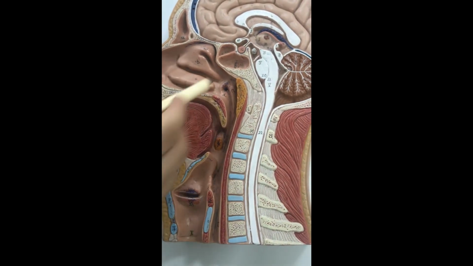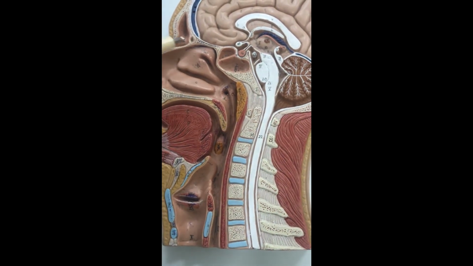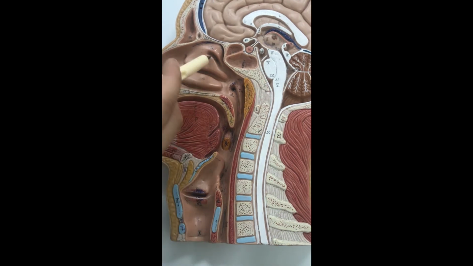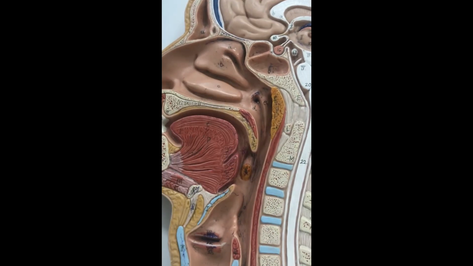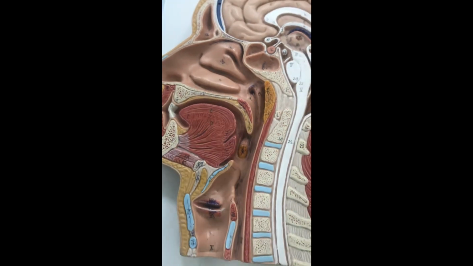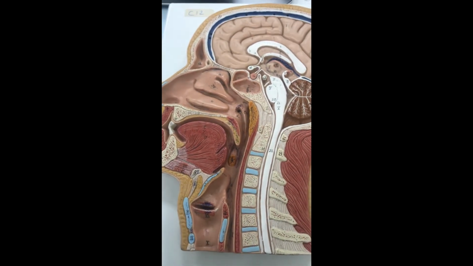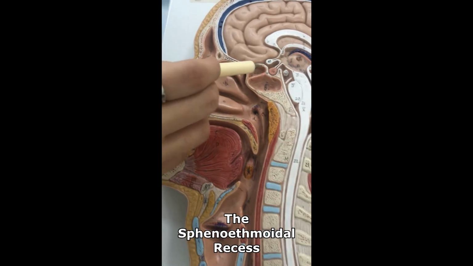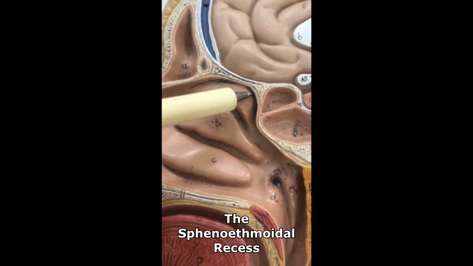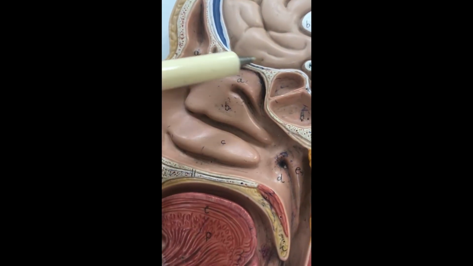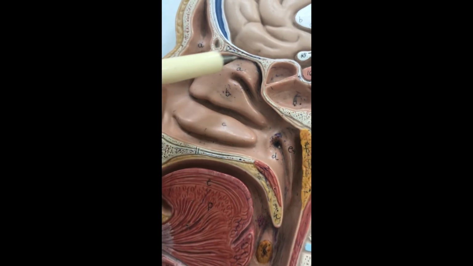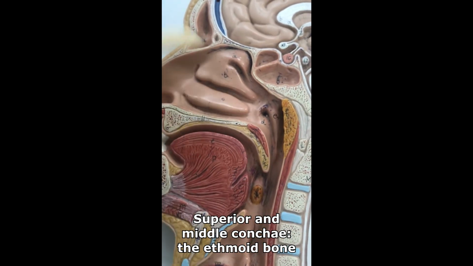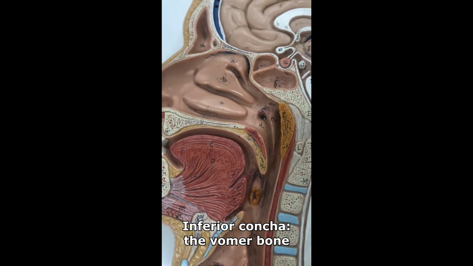Moving on to the nasal cavity, here we have the superior concha, the middle concha, and the inferior concha. Here we have the superior meatus, middle meatus, and inferior meatus. And generally, the air sinuses empty into these meatuses and conchae. Here we have a recess, known as the sphenoethmoidal recess, because it is located between the sphenoid and the ethmoid bone. The superior and middle conchae are formed by the ethmoid bone. However, the inferior one is made up by the vomer bone.